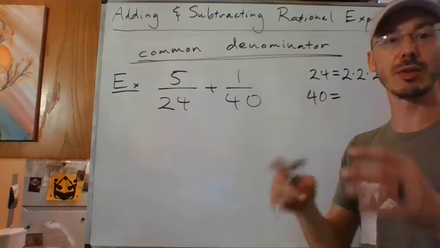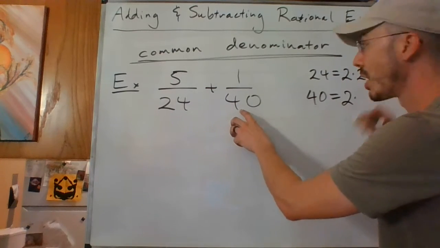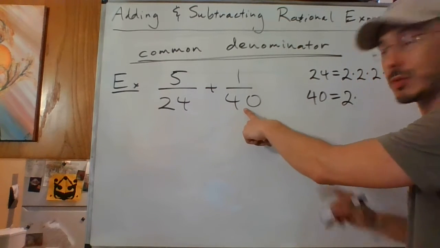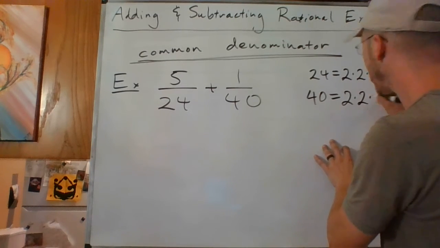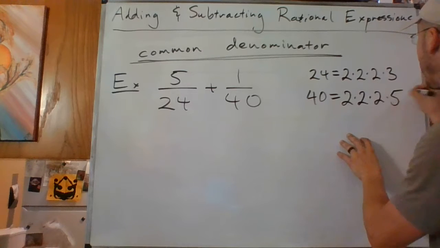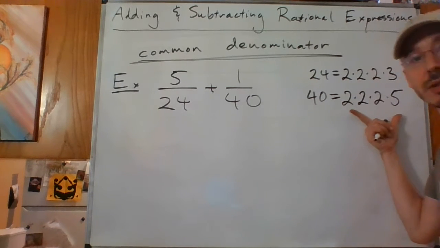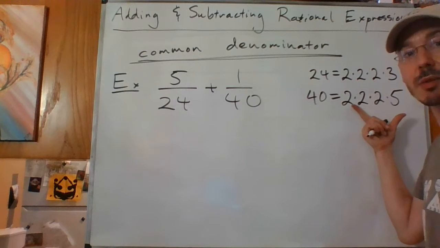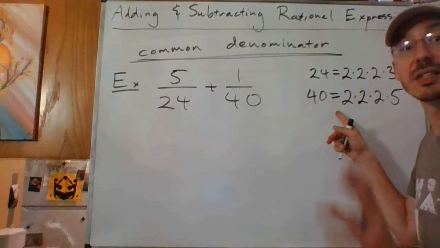For 40, you can use a tree to break it down into factors. It's got a factor of 2, 2 times 20. 2 is prime, but 20 is 2 times 10, and 10 is 2 times 5. So this is the prime factorization of 40. There's only one way to factor 40 into primes. You can put them in different orders, like you can put the 5 in front, but it's the same factors.